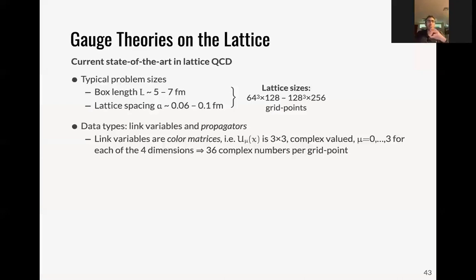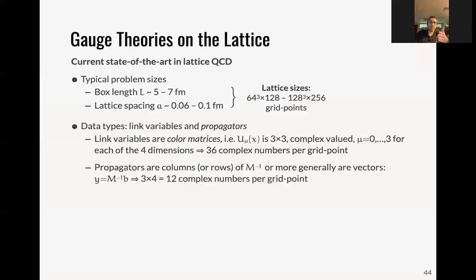And then the other data types that we have are the inverse of the Dirac matrix. But of course, it is unfeasible to hold all elements of this inverse. So typically what we have are these so-called propagators, which are either just columns or rows of the inverse of the matrix. Or more generally, a data type which holds the inverse of the matrix on some appropriately defined vector. These are also complex valued, but they are color vectors and they also have a Dirac component. So those are 12 complex numbers per grid point.